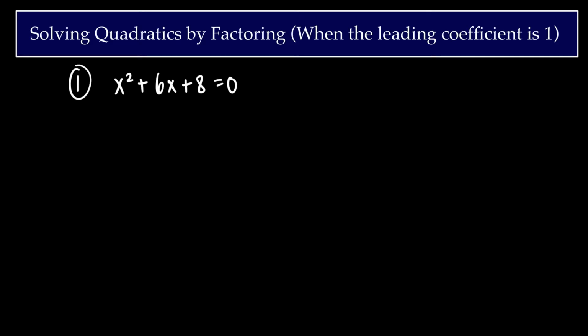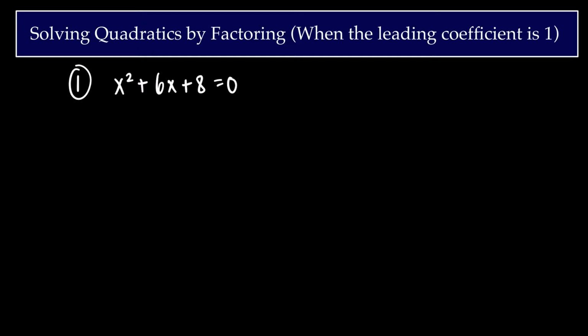Alright, so we're going to talk about how to solve quadratics by factoring, and I'm looking specifically at when the leading coefficient is 1. By the leading coefficient I mean the number that goes in front of your x squared term. So if there is a 1 here, or if there's no number here, which means it is 1, we're going to talk about those specific cases.